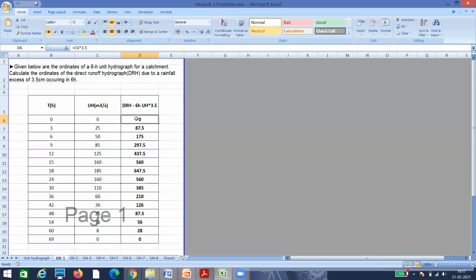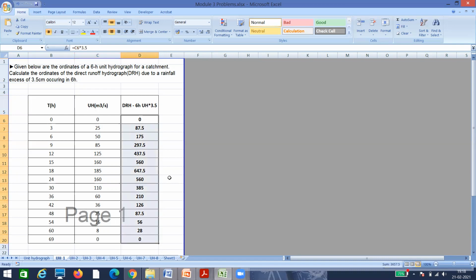0 into 3.5, I'll be getting 0. 25 into 3.5, I'll be getting 87.5. 50 into 3.5, 175. So from the unit hydrograph, if I multiply into the rainfall excess or the effective rainfall, I'll be getting your direct runoff hydrograph.